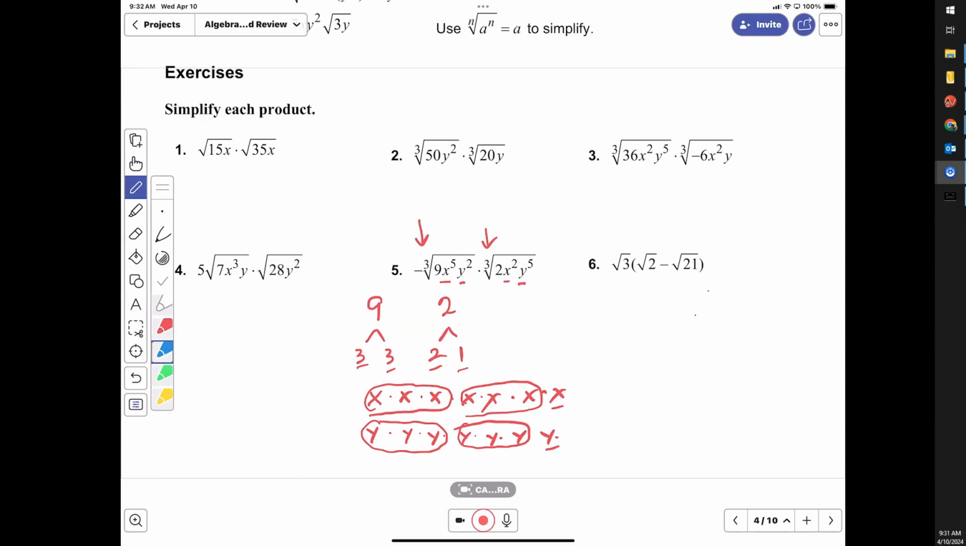So when we simplify this, it's going to be 3 times 3 is 9 times 2 is 18. So we're going to have 18xy in the radical. And the cube root of x to the 3rd is x. So we have 2 groups, so it's going to be x squared. And we had 2 groups of y's, so it's going to be y squared. So this will simplify to x squared y squared times the cube root of 18xy.